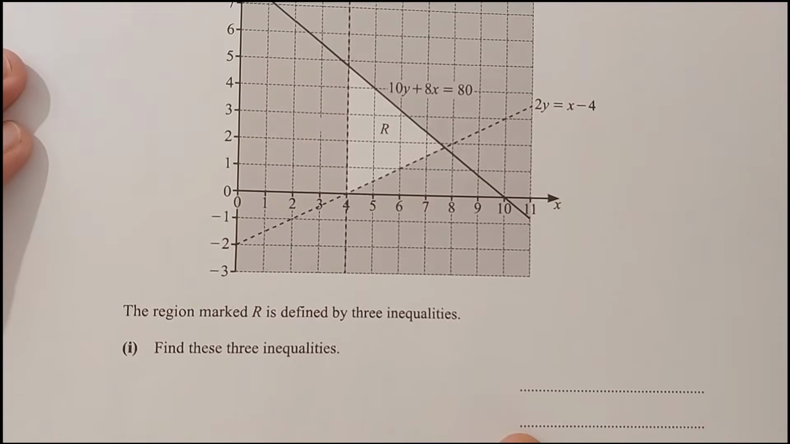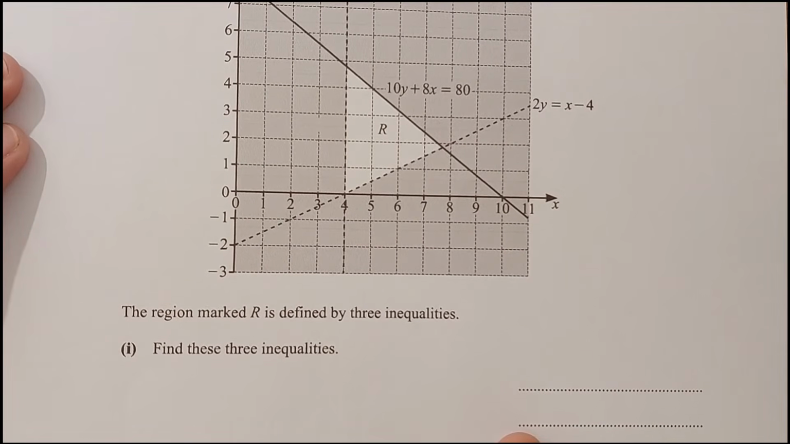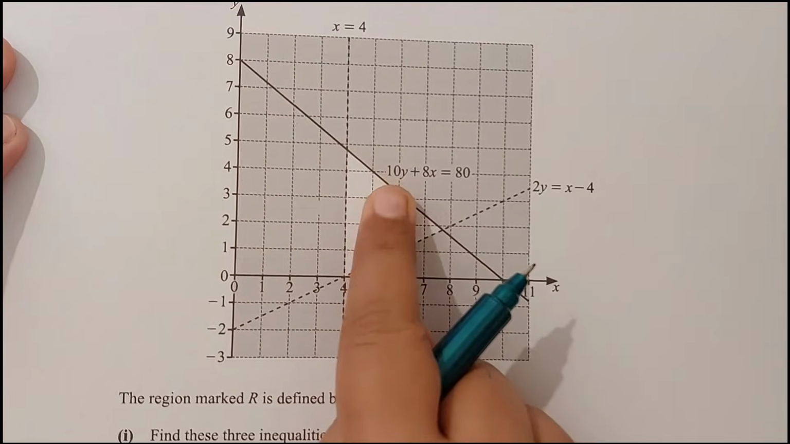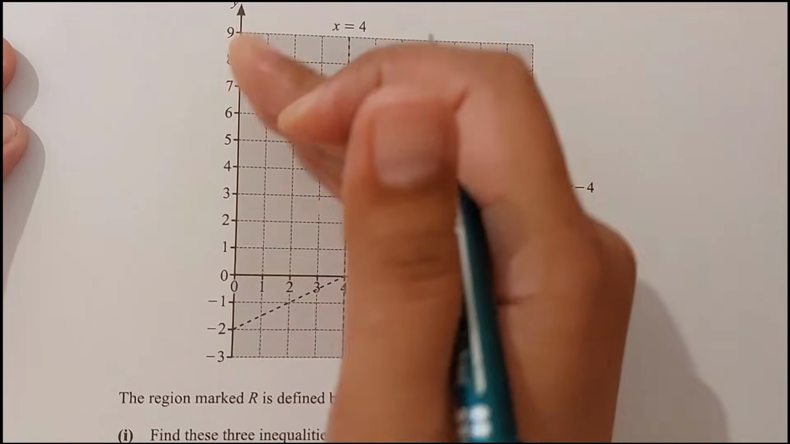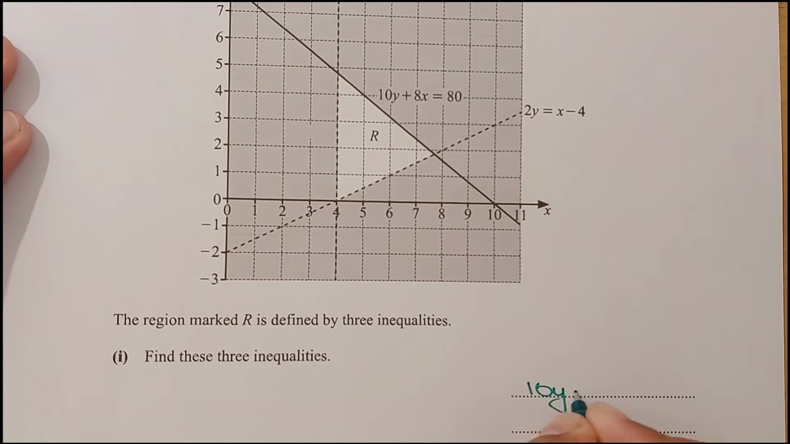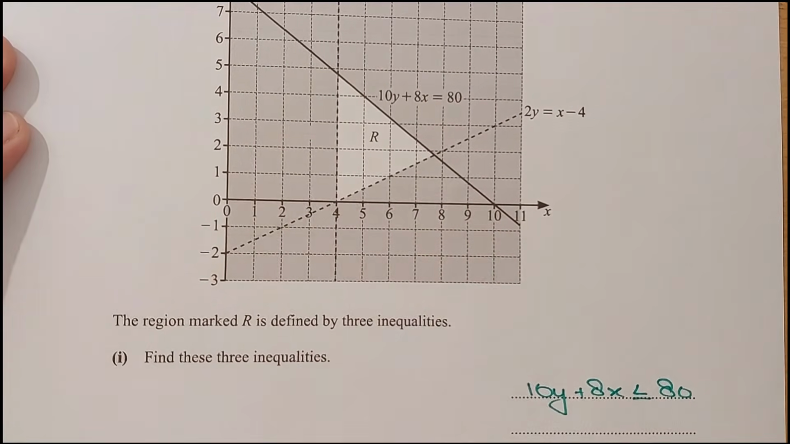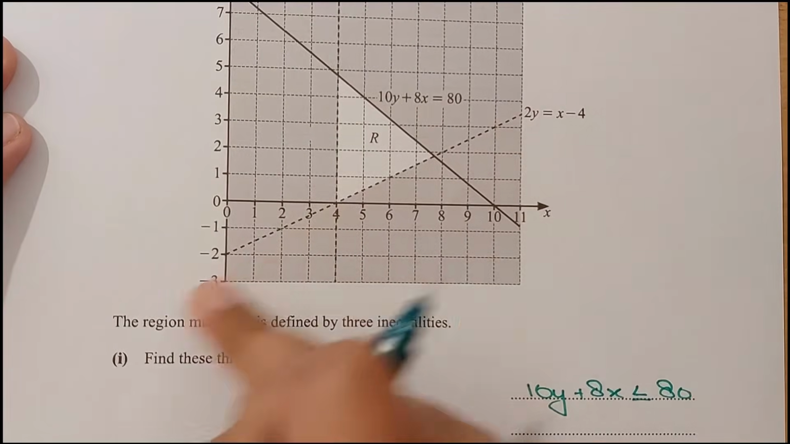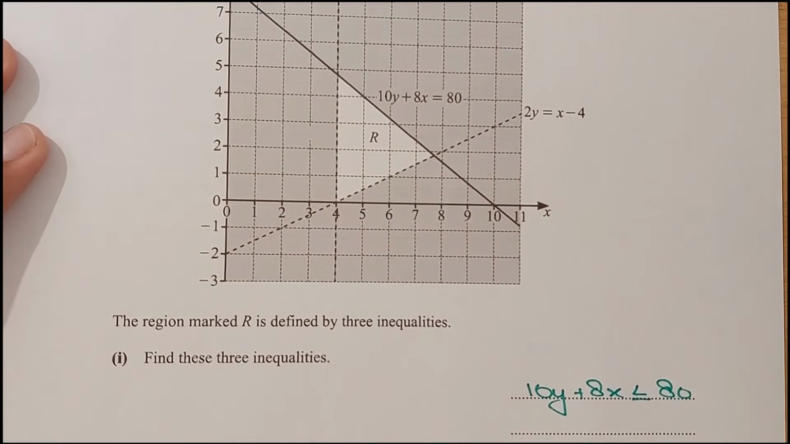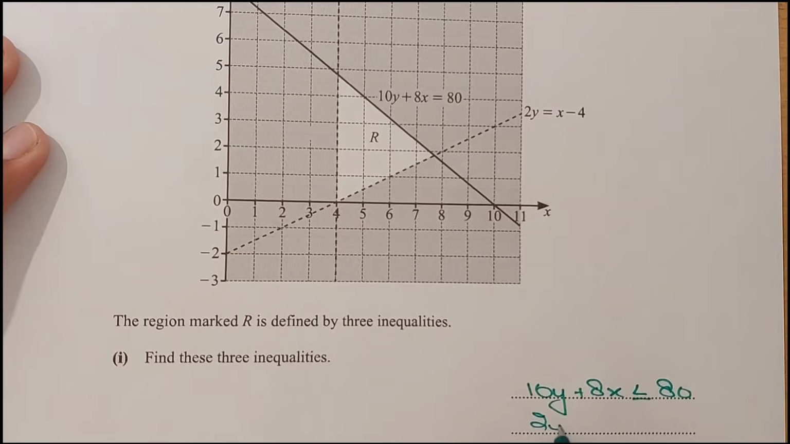Now for part B, the region marked R is defined by three inequalities. Part 1, find these three inequalities. Okay, so as this is a region R, this is a line that is 10y plus 8x equals to 80. So its lower portion is R. So we can say that 10y plus 8x is less than or equal to 80 because this is not the dotted line, right? So we can use equality. Okay, so this line is 2y equals to x minus 4, the upper portion with it is greater, not equality, because it is dotted. So 2y is greater than x minus 4.